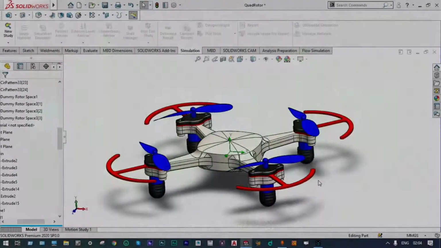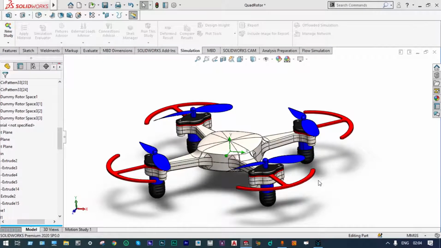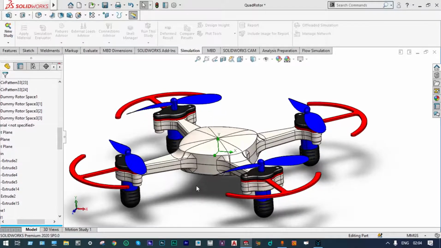Let's get started. Hello friends, today I'll show CFD flow simulation of an unmanned aerial vehicle or UAV using SolidWorks flow simulation. As it is having 4 rotors, this is called a quad rotor. You can see a lot of parts here. This is the motor radiator and this is the motor. Next we have the propeller bed. This is the most important part of this analysis.